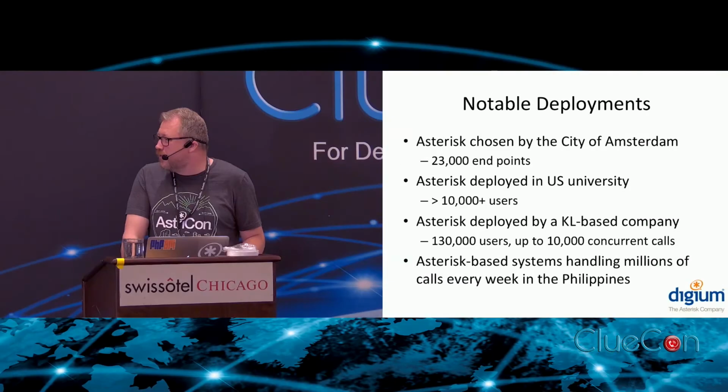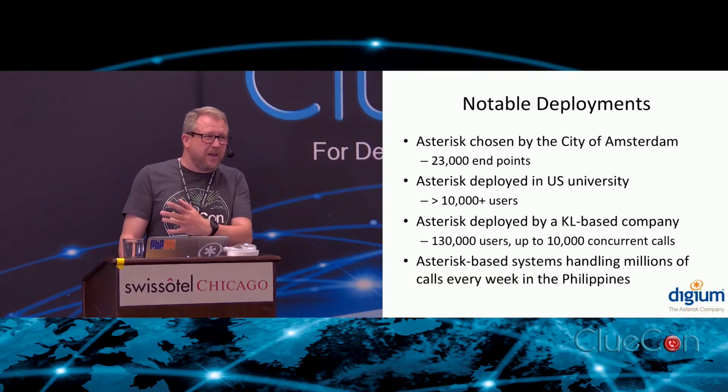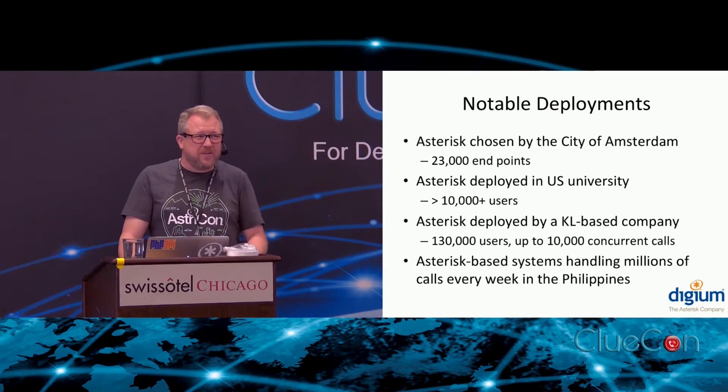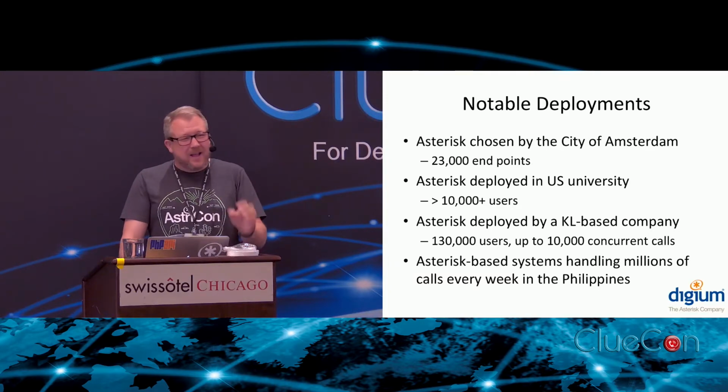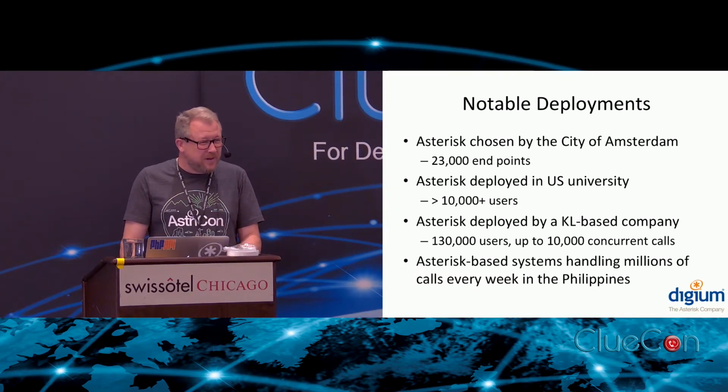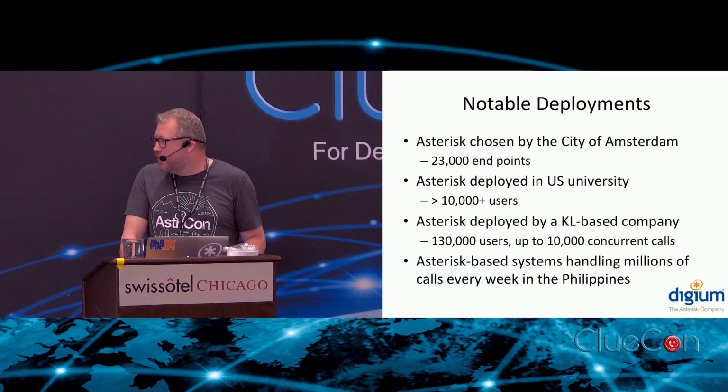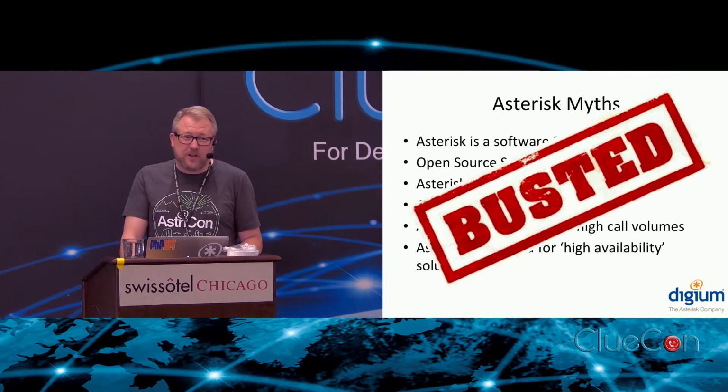Okay, so notable deployments around the place. The City of Amsterdam went with Asterisk for 23,000 endpoints. There's a university in Texas that has 10,000 plus users. That's mainly for mailboxes, I think. And actually, one that's not on there is BT in the UK. I'm sure anybody that's done business with the UK will have heard of BT. Well, BT, internally to their network, use 50,000 Asterisk mailboxes on account of them not really wanting to pay the Cisco Call Manager license fees. So they're power users there. And then over in Malaysia, a KL-based company concocted a system to support 130,000 users and 10,000 concurrent calls. That's for military applications. Okay, so those myths are officially busted.